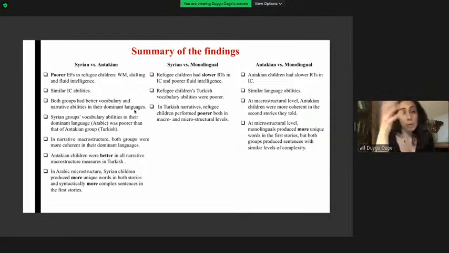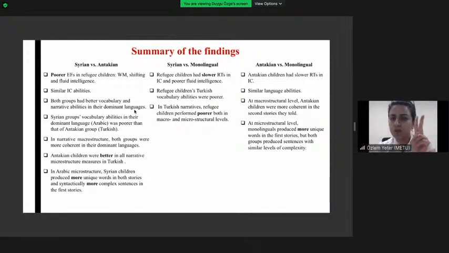Maybe Özlem may talk about this more, but it may be due to the fact that Arabic is an oral culture. They are exposed to oral stories more often, I would say, than monolingual Turkish children. Anything you want to add, Özlem?